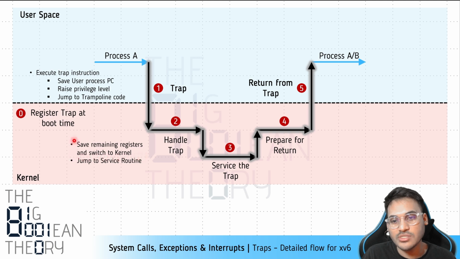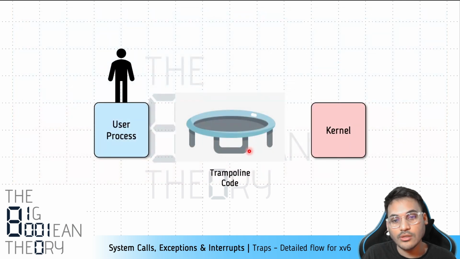So this sub step that you see in this handle trap step is made possible by the trampoline code. Here I want to explain the concept behind trampoline code. A trampoline, as you can see, is a device which people use for jumping, right? It is basically a device used for amusement, and the basic use case is that kids or people use it for jumping.